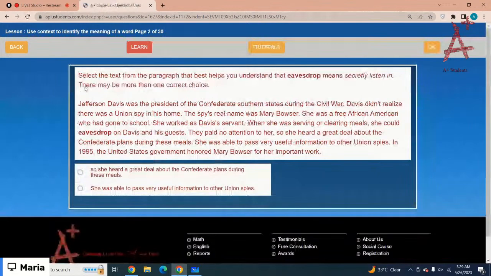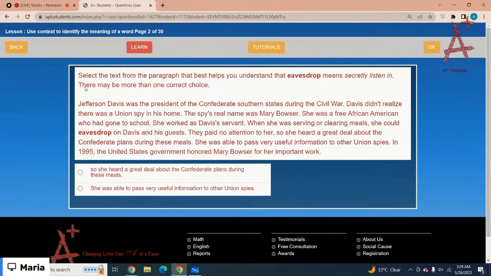Okay, the next one is Jefferson. Again, the same one. Select the text from the paragraph that best helps you identify the meaning of the word eavesdrop. So, which is the correct option? You have to look for the sentence that helps you identify the meaning.